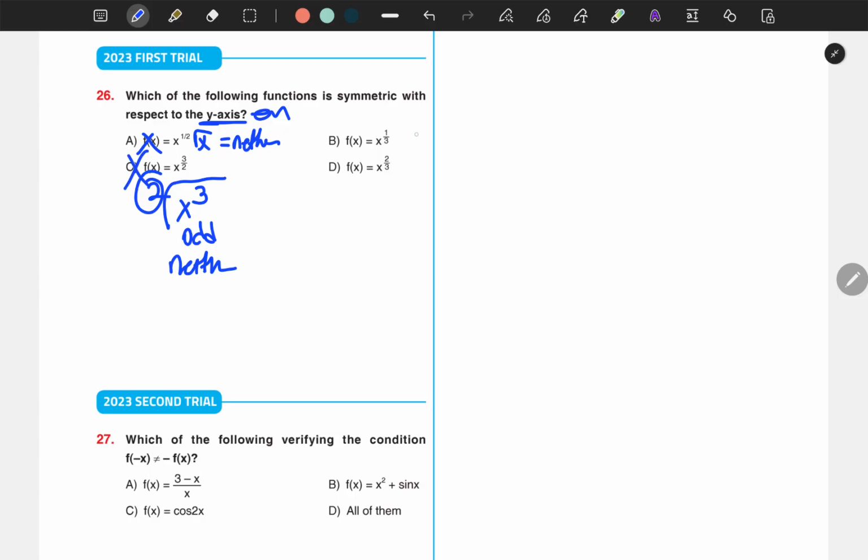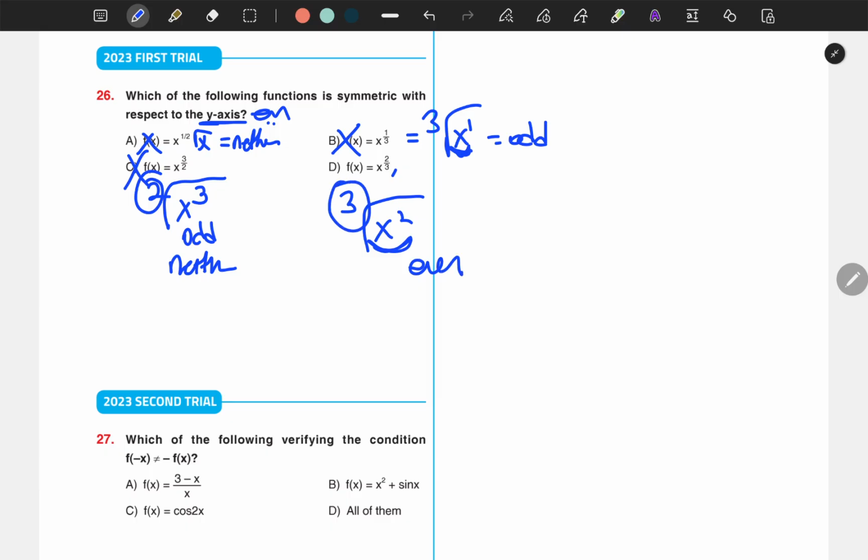When you look at x power of 1 over 3, which is a cube root of x, guys, look at here. This one is odd, isn't it? Third root of the odd is odd. But I am looking for even. Cancel. But can you look at D? X squared, third power. Inside is even. Can I say the outside is also even? Because it doesn't matter, isn't it? If the inside is even, the outside is even.